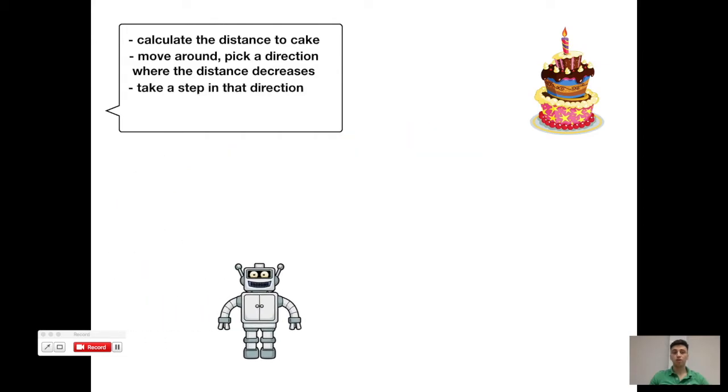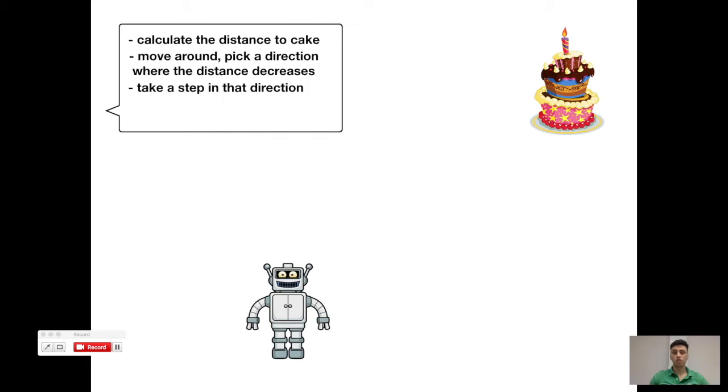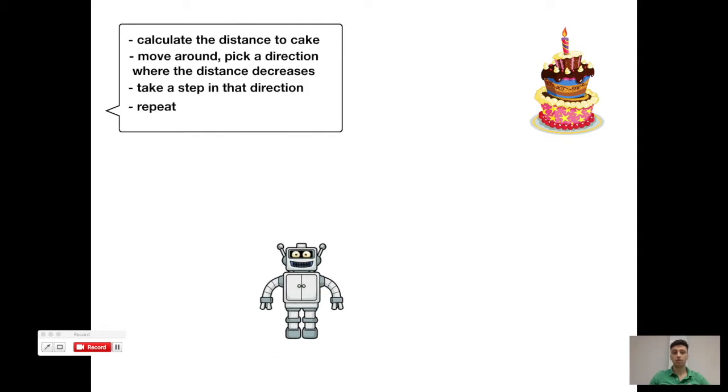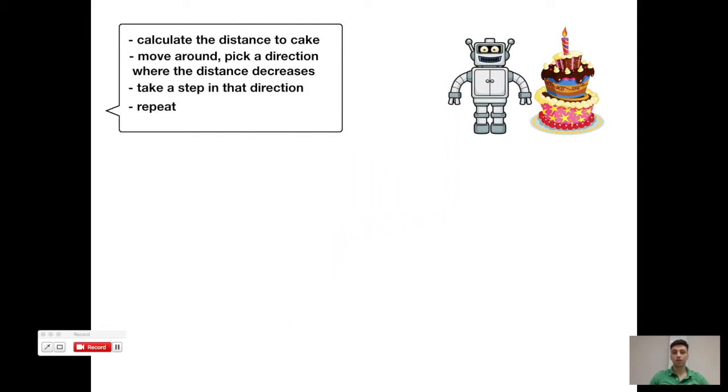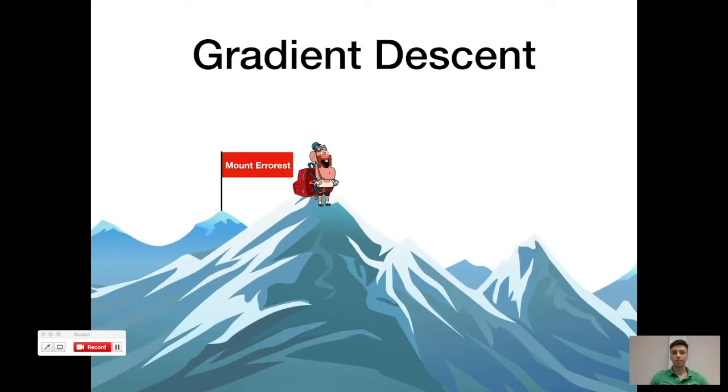Next, we will tell the robot to take a step in the direction where the distance to the cake decreases. And then it just has to repeat the same process all over again until it finds the cake. And this is in a nutshell what machine learning is. Let's see another example, a more complicated one.